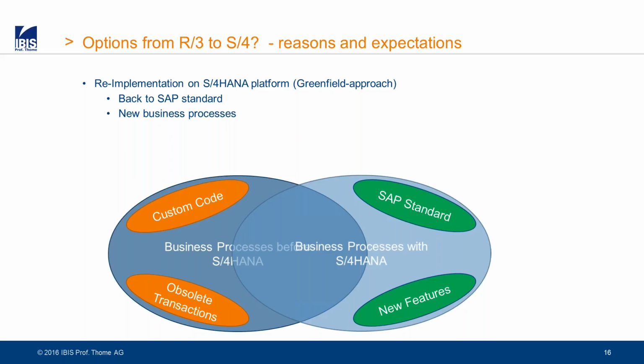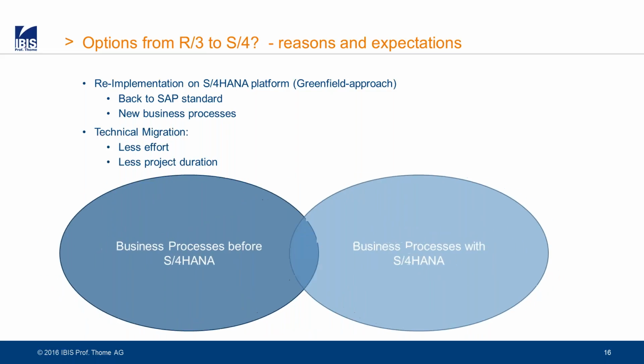Regarding these obsolete transactions, approximately how many are we talking about? 10, 20, or much more? I think it could be several hundred, depending on which functionality you use. There are quite a lot of obsolete transactions, but for most customers, fewer than 100 will actually be used. Okay, so it's important to identify which ones are used. Yes, of course.